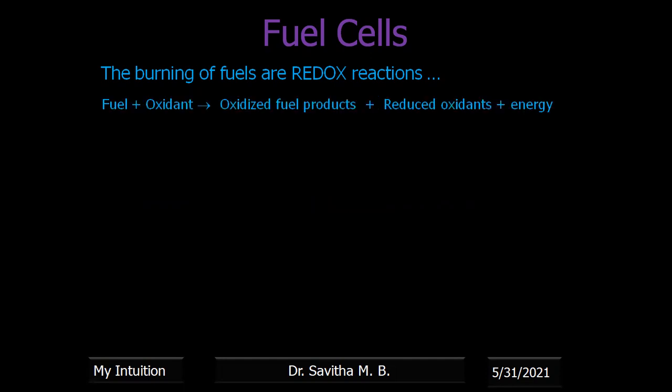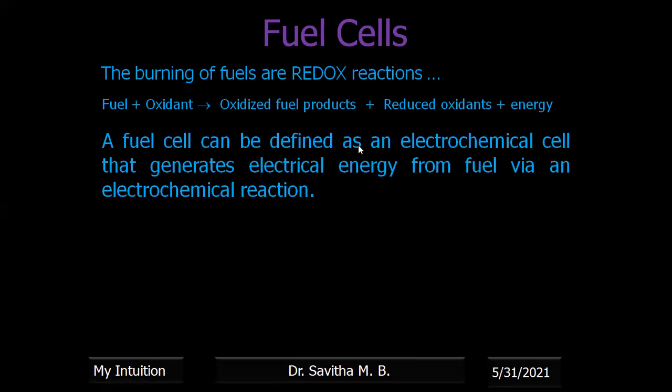Right. So if you see the reaction, you can see here the fuel is a hydrocarbon, you know that, and the oxidant means it is oxygen. The process is combustion: fuel plus oxygen. What are the products? Oxidized fuel products, that is carbon getting converted into carbon dioxide, and reduced oxidant, that is water, plus energy. These are the products of a reaction in a fuel cell or a burning of a fuel.